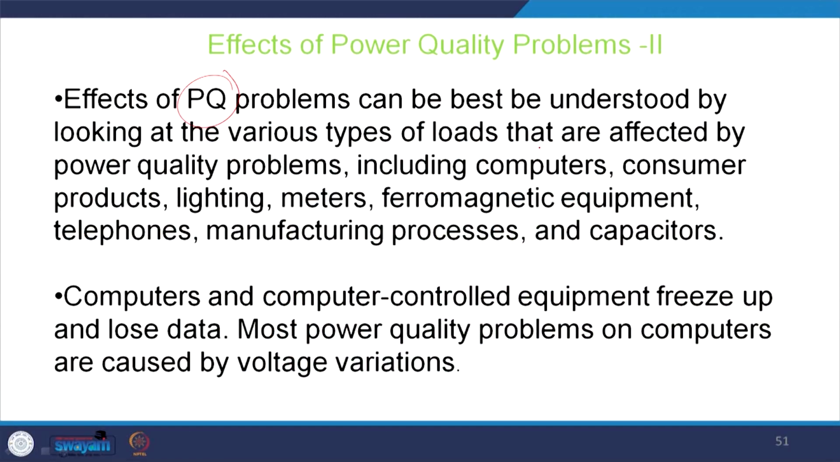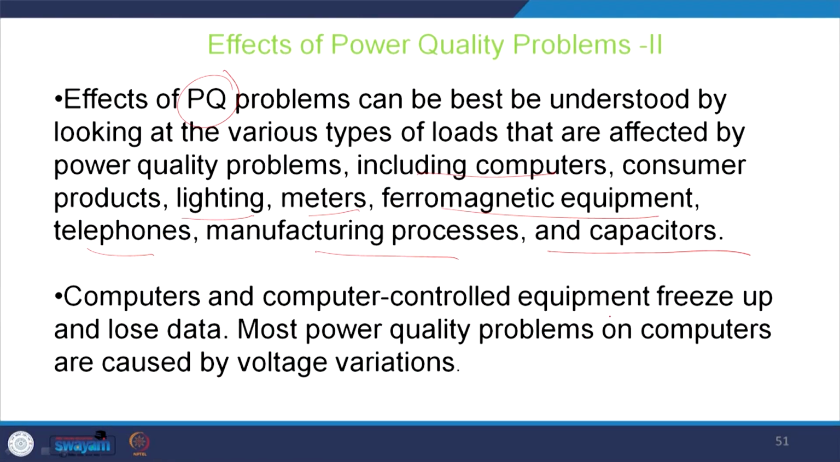The effect of power quality problems can be best understood by looking at the various types of loads that are affected by power quality complaints, including computers, consumer products, lighting, meters, ferromagnetic equipment, telephones, manufacturing processes and capacitors. All are affected by poor power quality. Computers and computer control equipment freeze up and lose data. Now, data is the new age fuel, please understand it. If you lose the data, you lose the business.